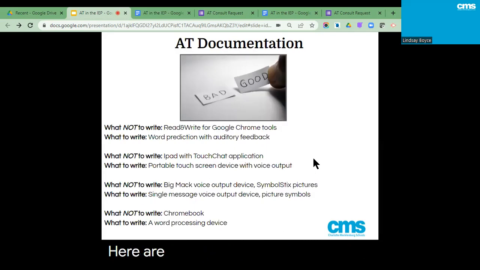Here are some ways to reference the features instead of the brand name. The first one mentions Read&Write. Instead of using Read&Write specifically, mention the feature, whether it's word prediction with auditory feedback or speech to text that the student needs.